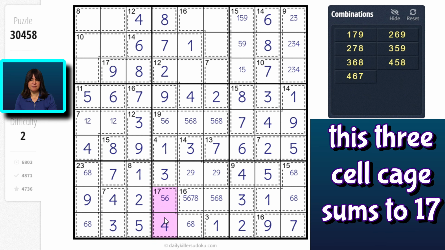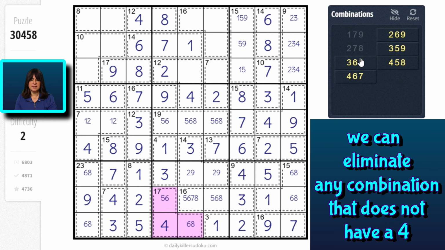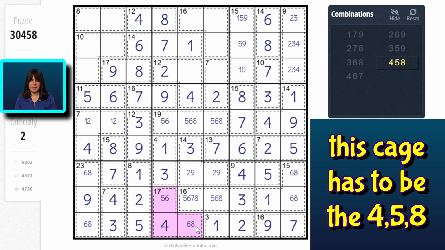Okay, so now we have a 3-cell cage here that sums to 17, and we know that it needs a 4, so we can eliminate all of these combinations, and we are left with 4, 6, 7, or 4, 5, 8. Well, it can't be the 4, 6, 7, since this would have to be a 6, and then there's a 7 in the column, so that won't work. So it has to be the 4, 5, 8, and this is the 8, so this is the 5.